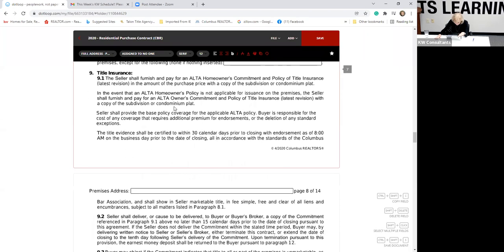Title insurance. And again, when you're working with the buyer, you just want to say title insurance assures you that you're getting a good and clear title to the property, and make sure they understand that the seller pays for that.